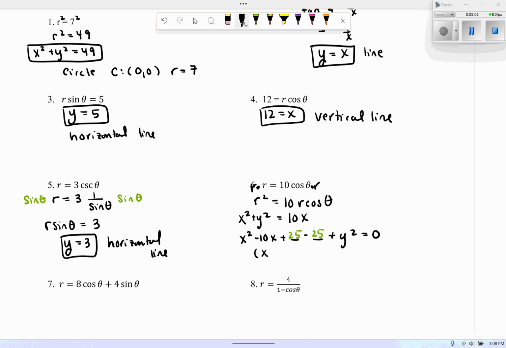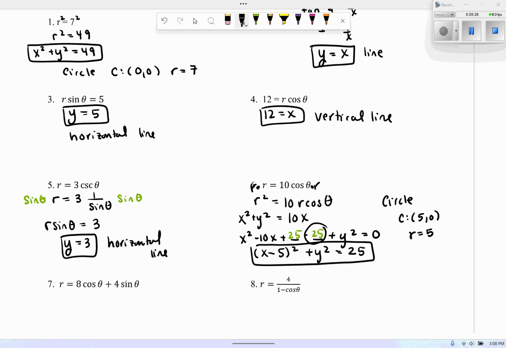So this gives me x minus 5 squared plus y squared. I'm going to take the negative 25 and add it to the other side. So this is the equation of my circle. So this is the circle. And we know the center is at 5, 0, and the radius equals 5.